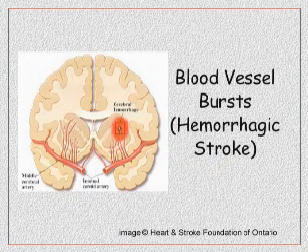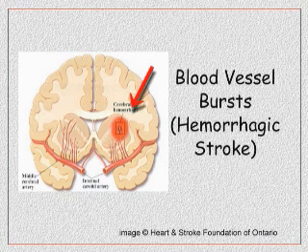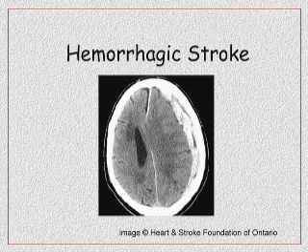This is a picture of a hemorrhagic stroke, and you can see there is a blood vessel that has burst and there is an area of bleeding in the hemisphere. This is a radiographic image showing a hemorrhagic stroke on the right side of the brain.